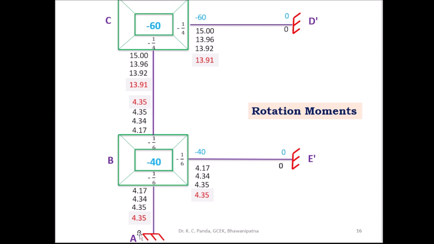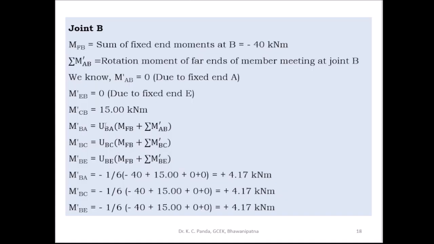As you know, the end A is fixed, the rotation moment at the end A is 0, and the end E dash is also fixed, the rotation moment here is also 0, and this side you got the rotation moment 15. So when you are considering the joint B, you have to take this as a far end rotation moment for joint B, and find out the near end rotation moments m dash BA, m dash BE, and m dash BC. M dash BA is equal to UBA into MFB plus summation of m dash AB.